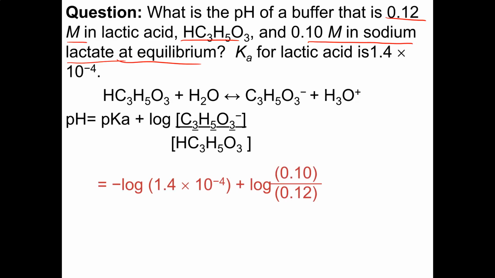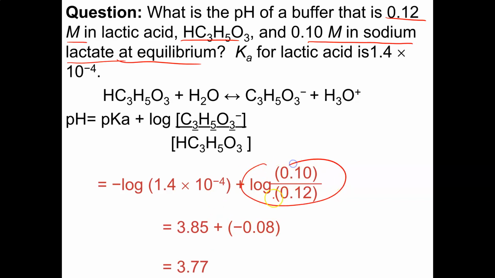Just plug and chug. You have 0.1 molar for sodium lactate and 0.12 for lactic acid. Plug into the equation. You get 3.85 minus the result of this. So you can see when the top number is smaller than the bottom number, you're subtracting. When it's bigger, you're adding. It's a little mental shortcut to help you avoid brain farts and to predict what's going to happen. If I know I have more product, then I know my pH is going to go up. If I have more reactant, then I know my pH is going to go down. And that's what happens here. The pH goes down to 3.77.